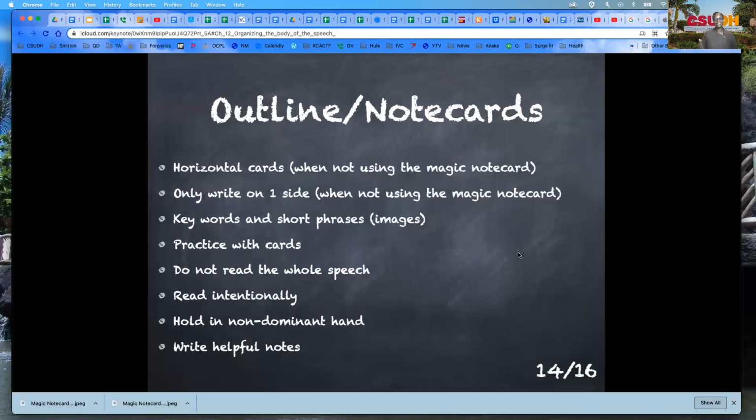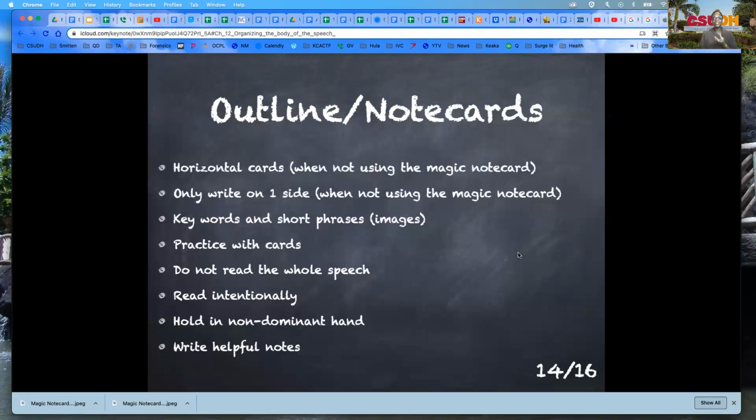I am right-handed. I wish I was ambidextrous. Man, if you are, so jealous. I'm not. I write with my right hand. So I'm right-handed. I do everything right-handed. So that's my dominant hand, and my magic note card goes in my left hand.